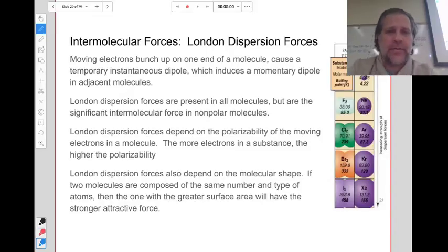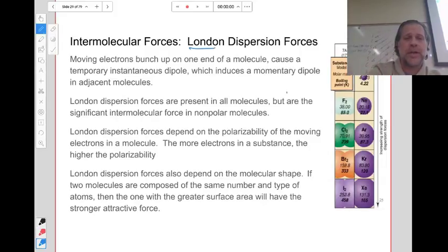Another type of intermolecular force would be the London dispersion forces. Every single covalent compound exhibits some London dispersion force. Also, don't write LDF. Write London dispersion forces on the AP exam. They will mark it wrong. I'm not sure why, but that's what I've been told. So what ends up happening is that these moving electrons bunch up onto one end of a molecule, creating what we call an instantaneous dipole, which induces a momentary dipole in adjacent molecules.